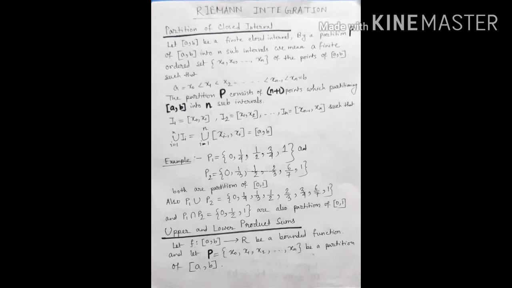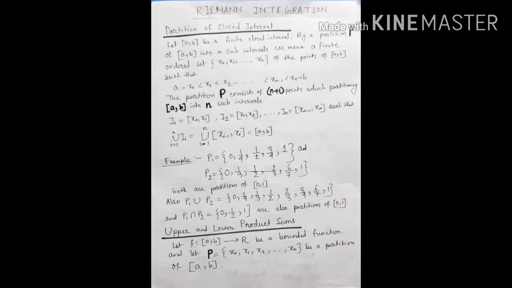Because here you see that 0 < 1/4 < 1/3 < 1/2 < 2/3 < 3/4 < 6/7 < 1, and our interval is [0, 1]. Our starting point is 0 and ending point is also 1. So these are our partitions of a closed interval.